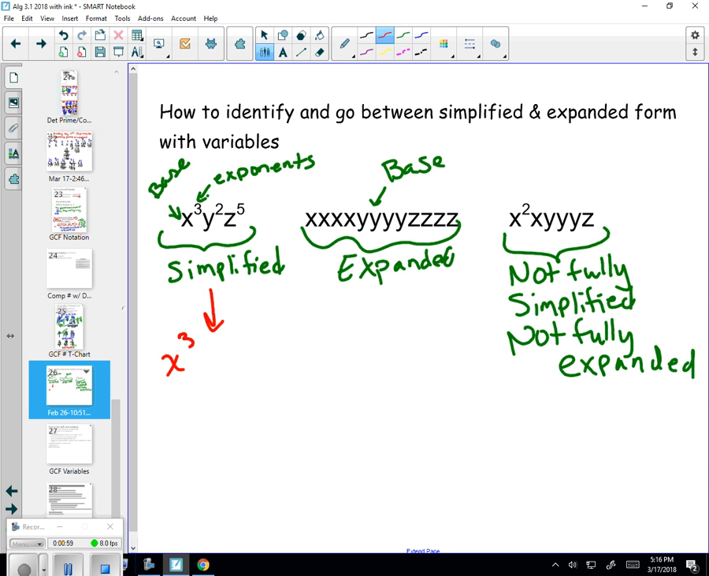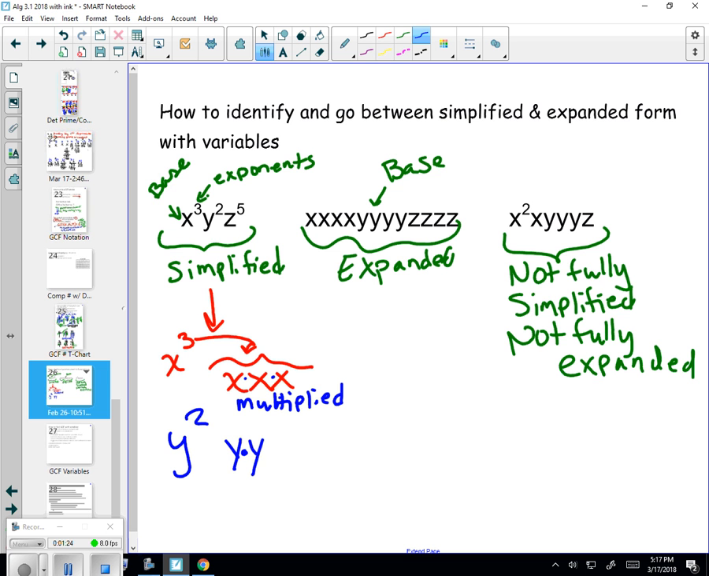We started with x cubed. That 3 tells me I have 3 x's. Now with variables, if there is nothing in between, they are being multiplied. So if I have y squared, how many y's will we need? 2, and they're being multiplied. Z to the 5th means I need 5 z's crammed next to each other, and remember, they are all being multiplied. Let's look at what the whole thing should look like.